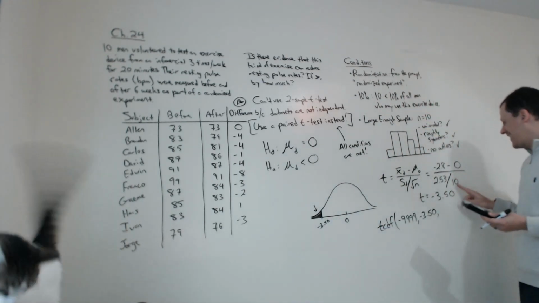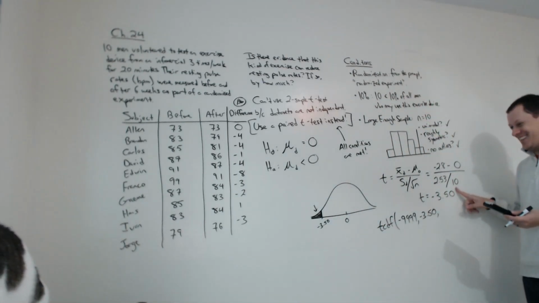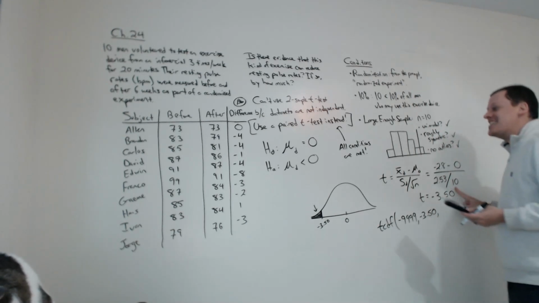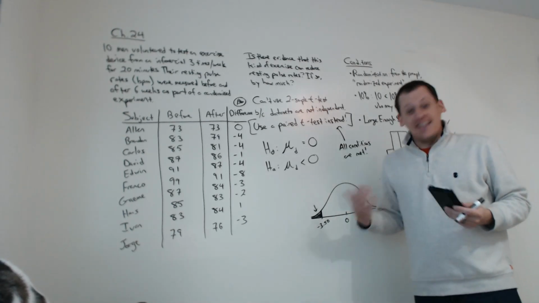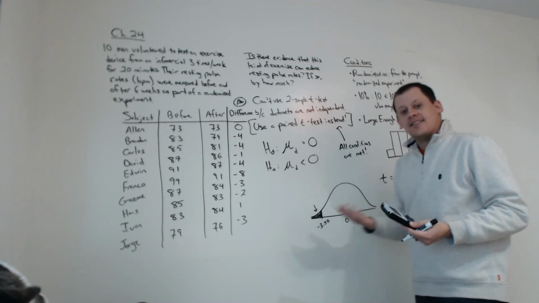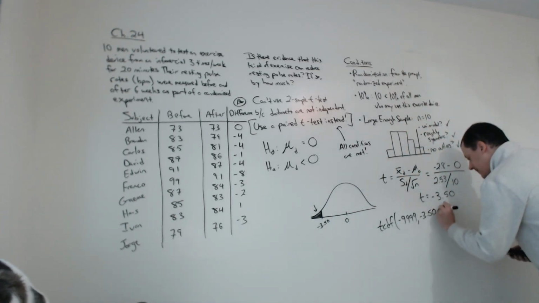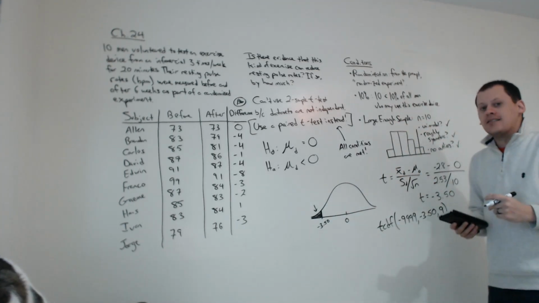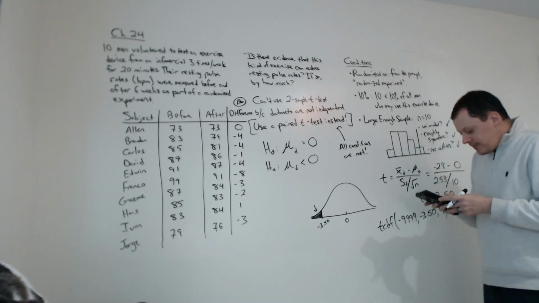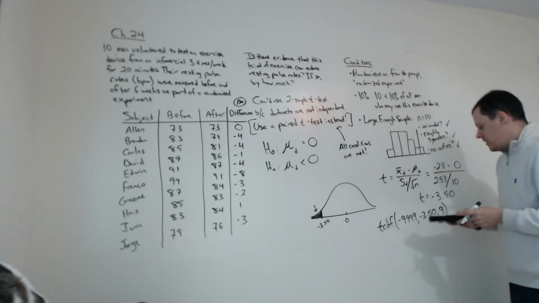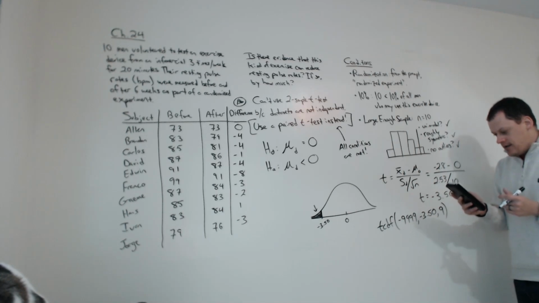Sample size is 10. So our degrees of freedom is n minus 1 again. So our degrees of freedom should be 9. 9 degrees of freedom. Cat, sometimes you just scare me. 9. So we are using tcdf to find that area.